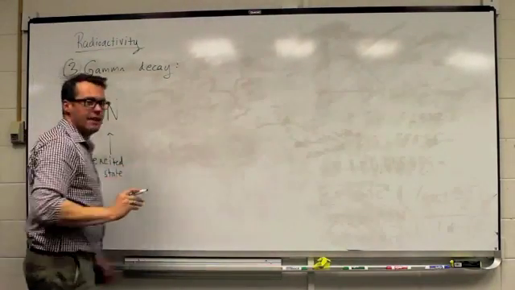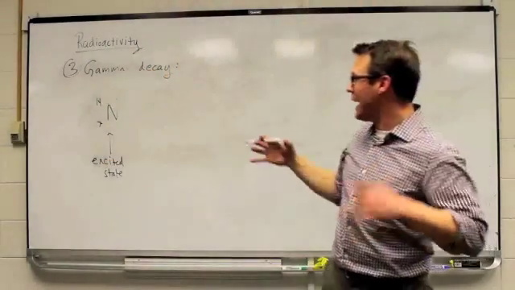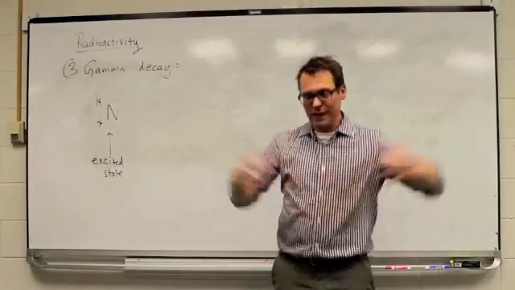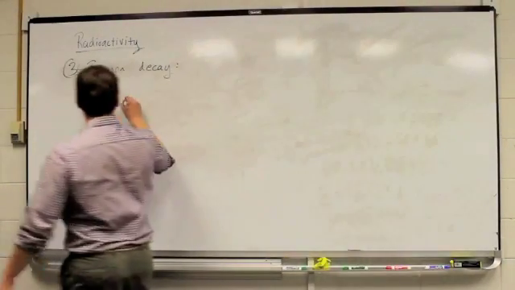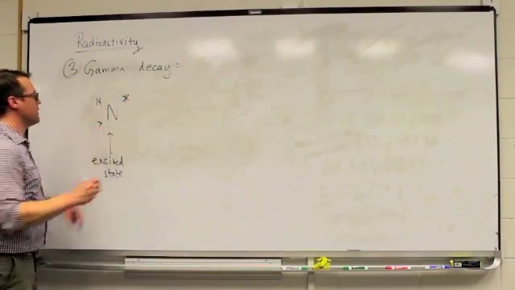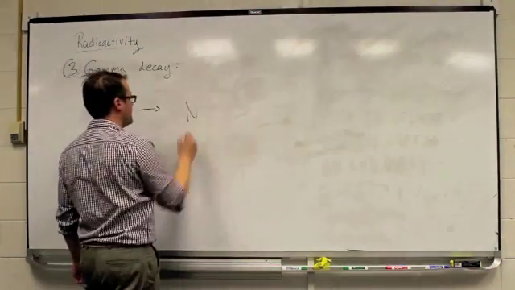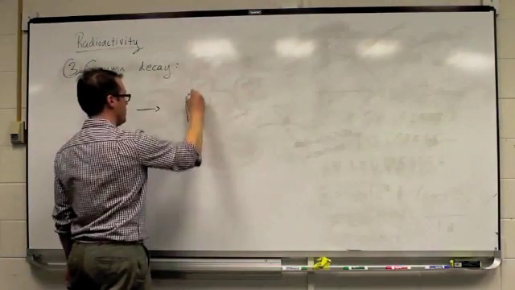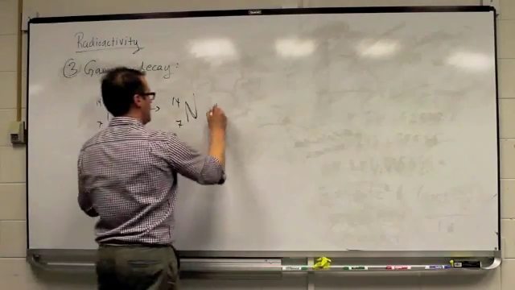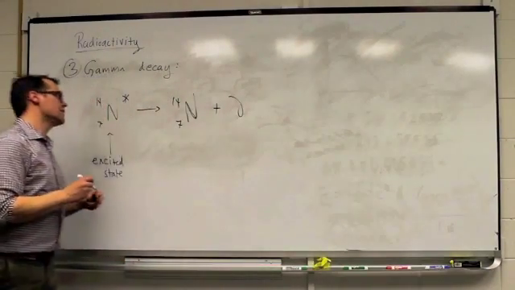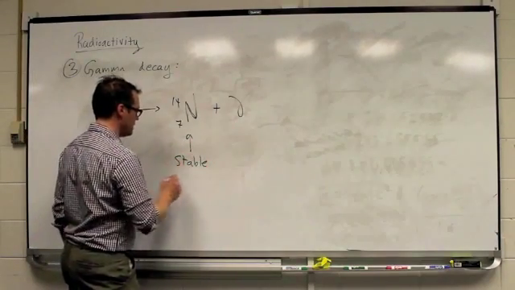Now, I don't mean that the atoms are at a higher energy level. I actually mean that the nucleus itself is in an excited state, right? And so I put a star here to indicate that the nitrogen is in an excited state. And through the process of gamma decay, it decays to the ground state. So it's still nitrogen-14. It doesn't change the element at all. But we get a photon in the process, right? And so this is now a stable nitrogen nucleus.